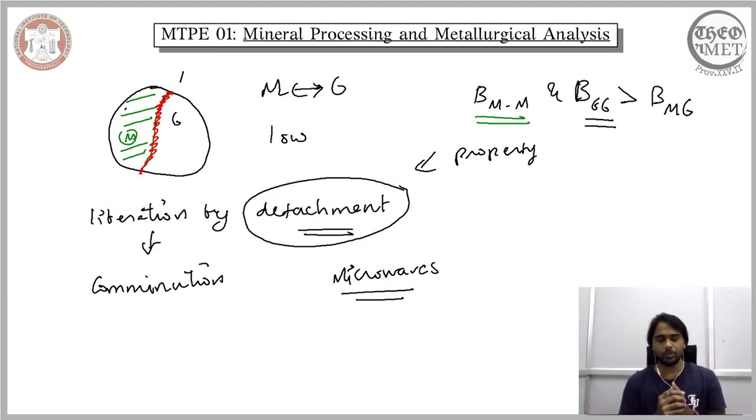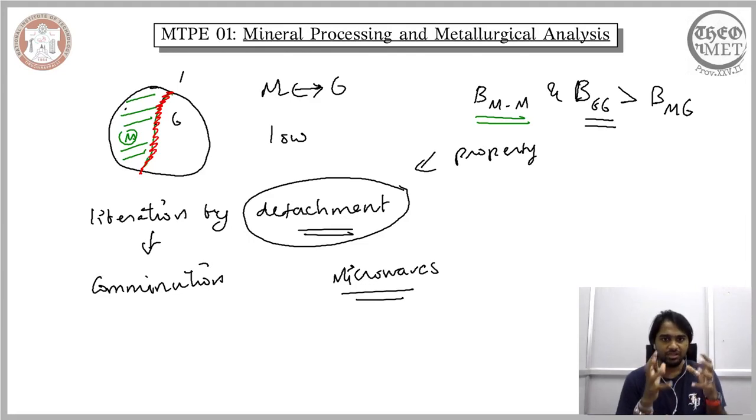So this is what we refer to as liberation by detachment, and it cannot be used for all minerals because it depends on the properties of the mineral, particularly the bond strength between the minerals and gangue. So liberation by detachment uses one of the critical properties of a particle in order to liberate the mineral from the gangue. And we use microwaves as one of the sources of the stress that helps us break the bond between the minerals and gangue.